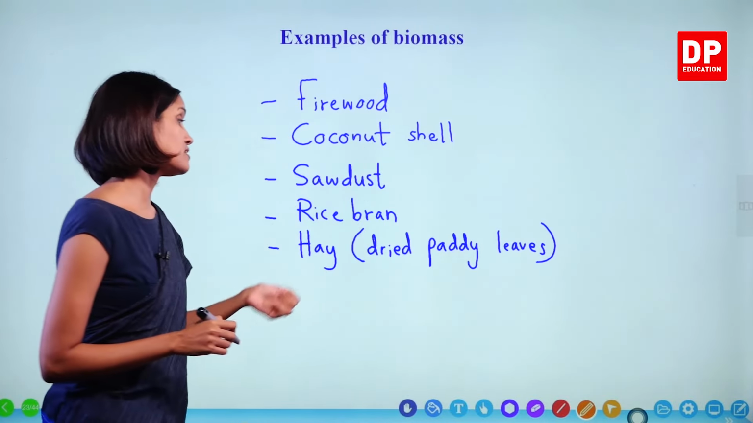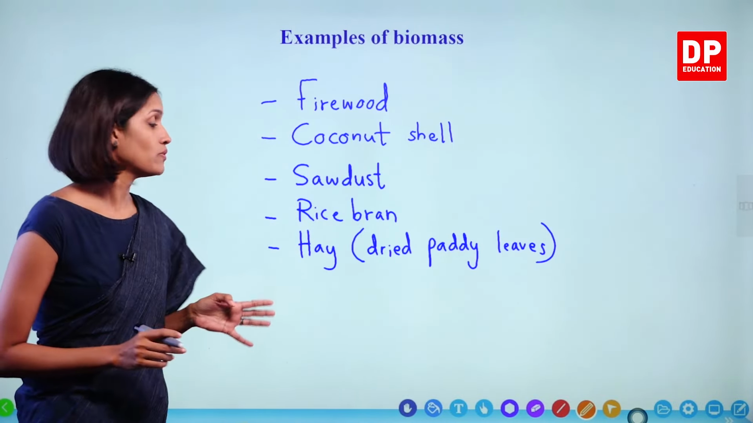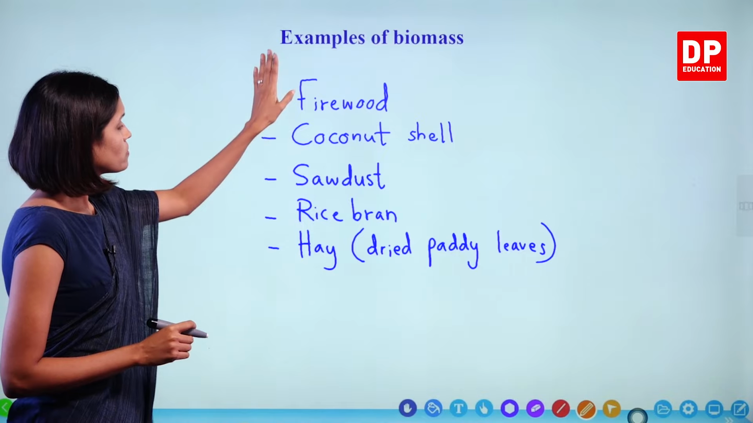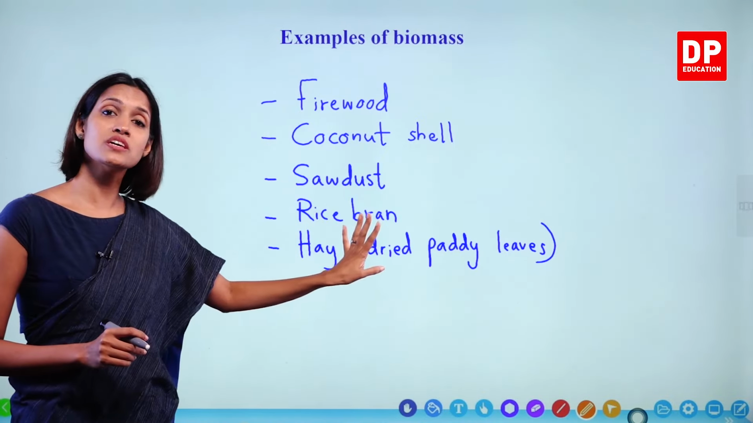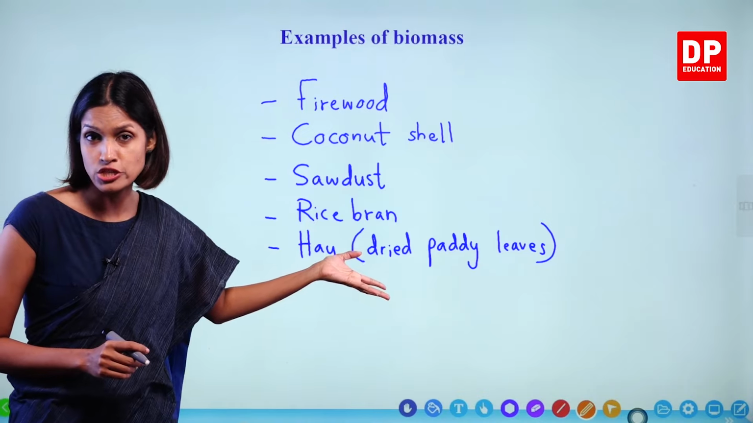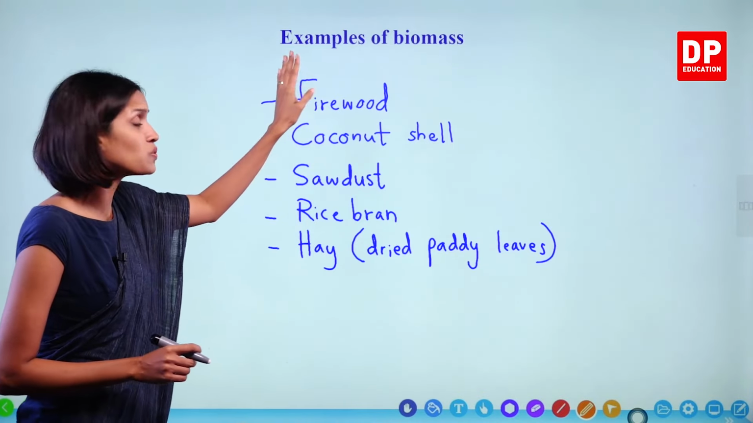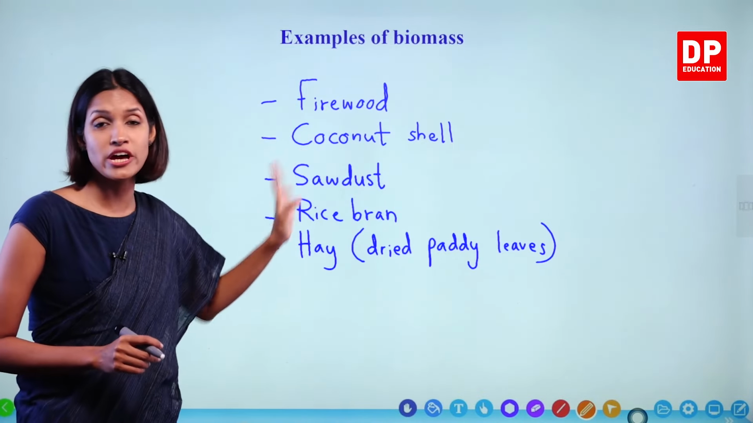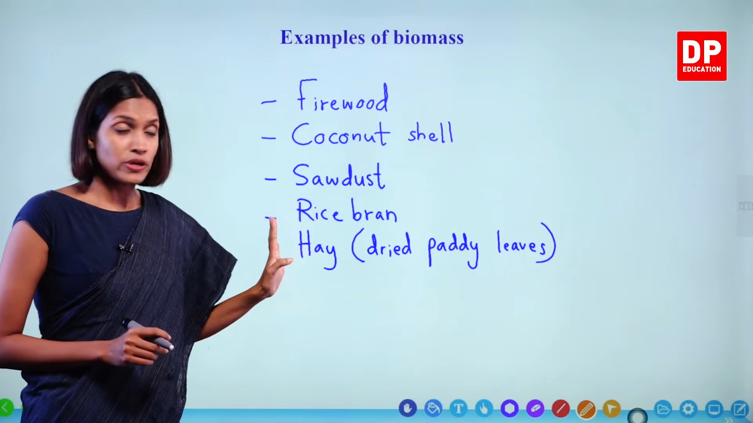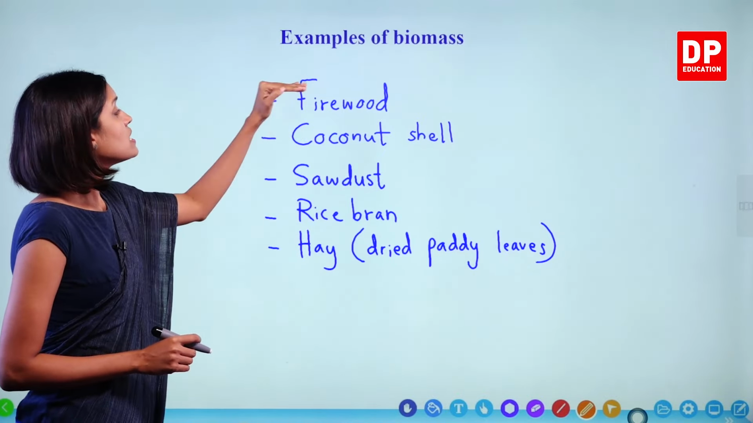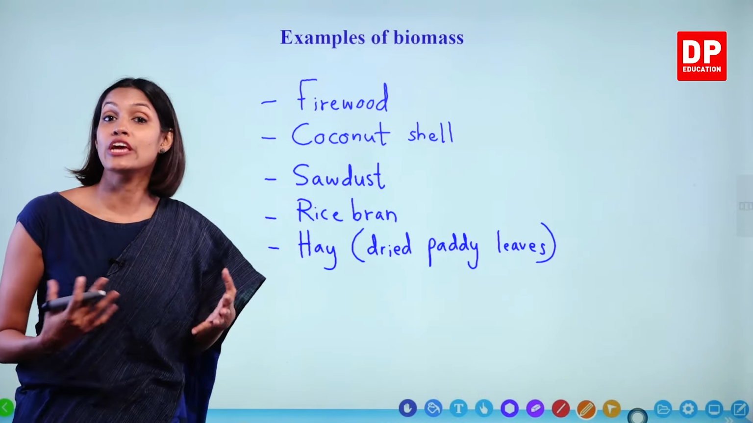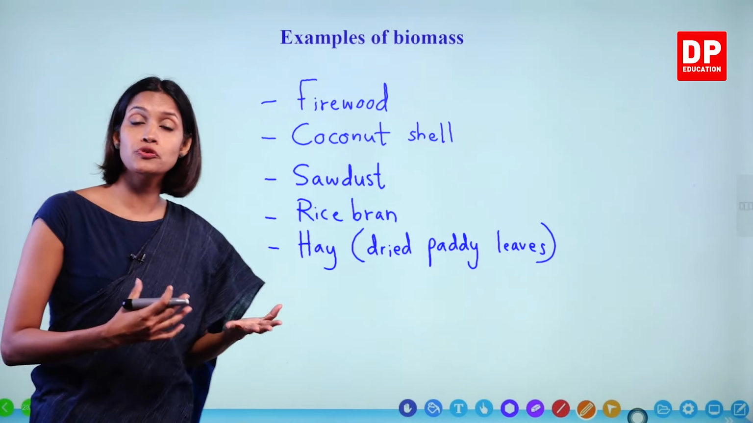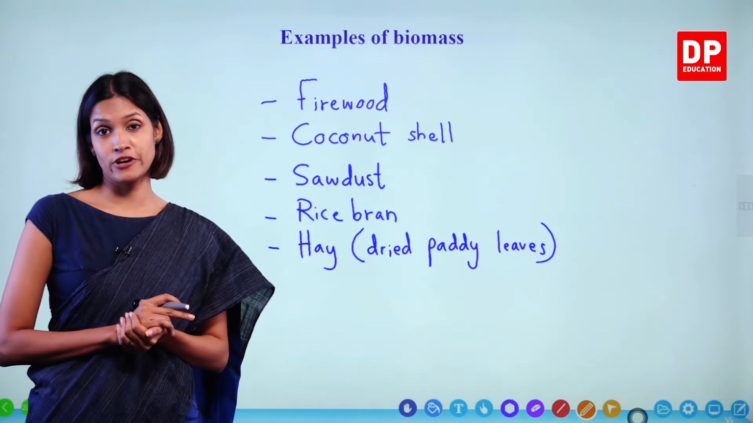Right? Dried paddy leaves are known as hay. So apart from that, now remember children, by burning these types of substances, you can produce energy. All these substances are used under dry condition. We can burn them and gain energy. We can cook food, we can boil water, likewise.